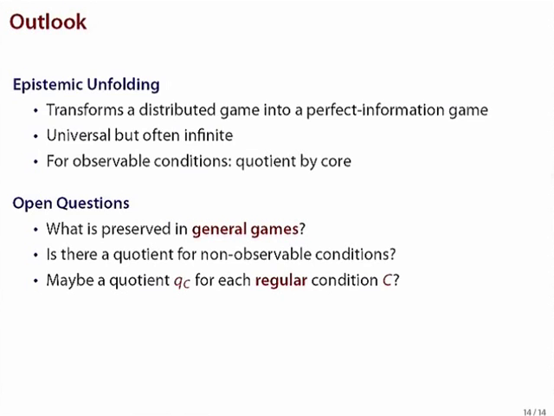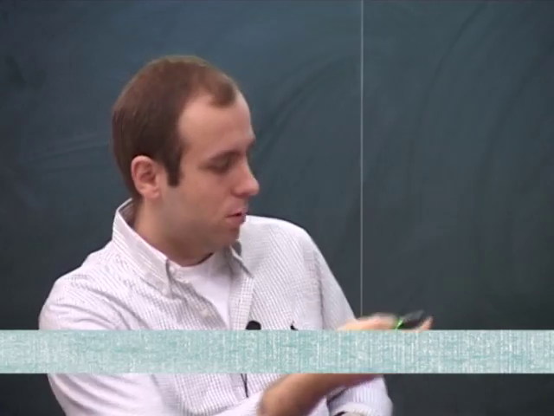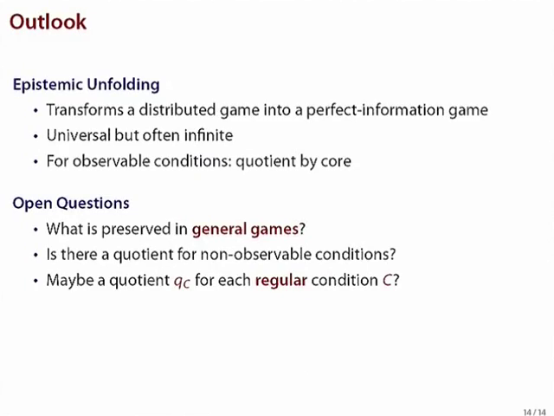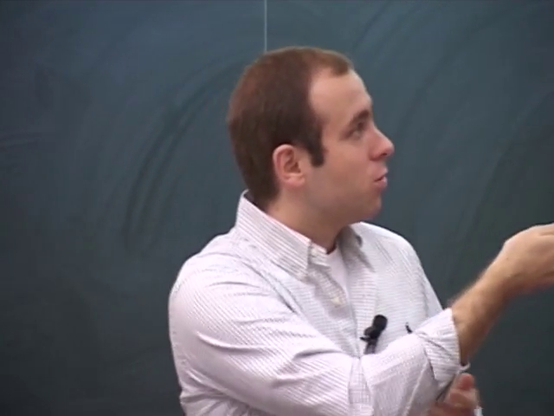So one question is definitely, if the games are not coordination games, if there are many winning conditions, you can do the same construction, but what should you look at? What are the results? But maybe an even more interesting question is, for example, hierarchical games can be solved even for non-observable winning conditions with automata methods. So can we solve them as well with quotients? Maybe we should use something else than a core, maybe some other homomorphic equivalence. And what we suspect now is that maybe for every regular condition, you should use a different quotient. So maybe there is one good for every condition, but maybe not one good for all of them.